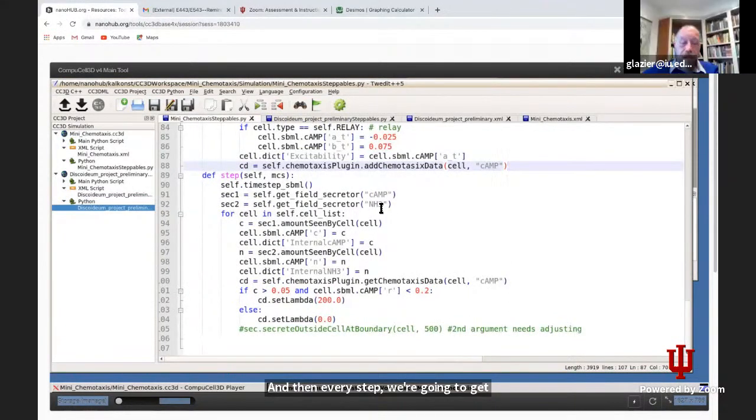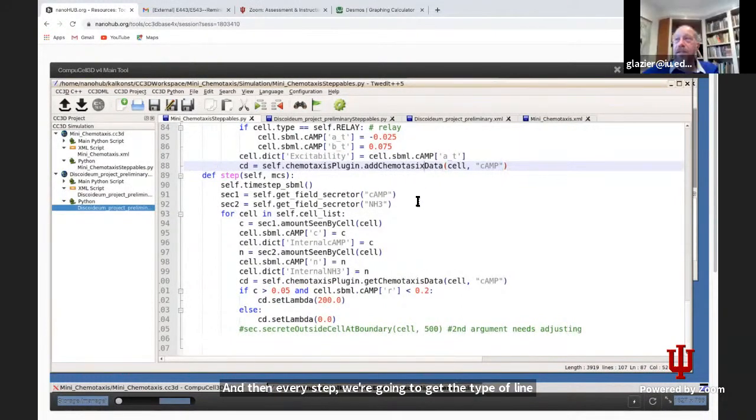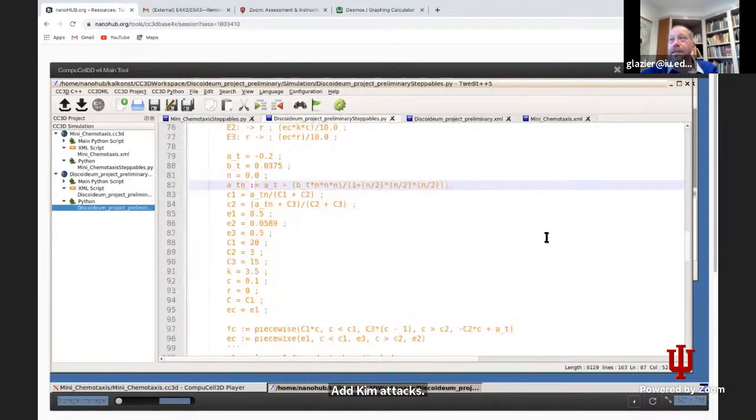There's a typo in line 88. Where? Add chemotaxis to... Oh, Lord. I changed them in both places.